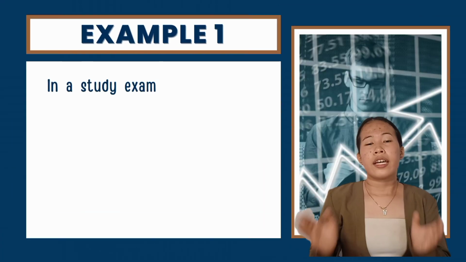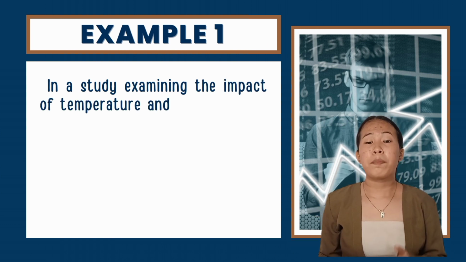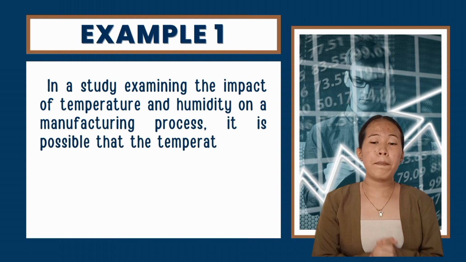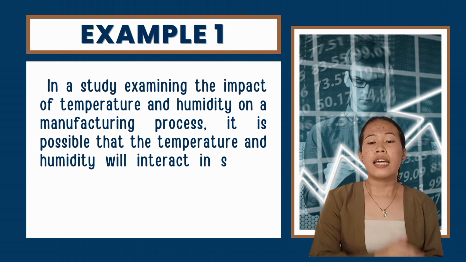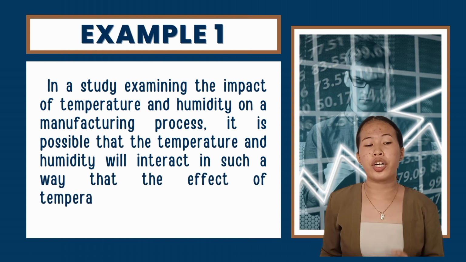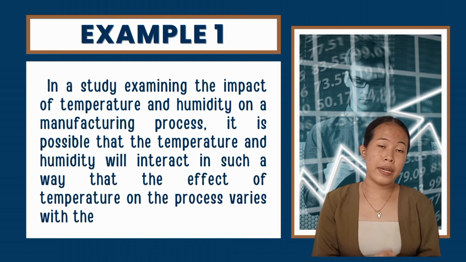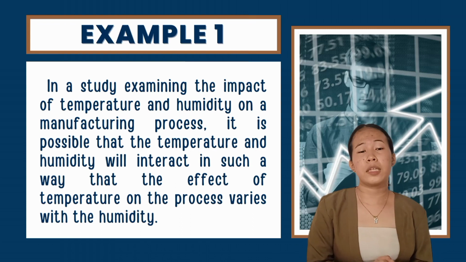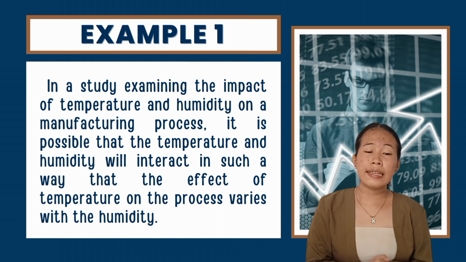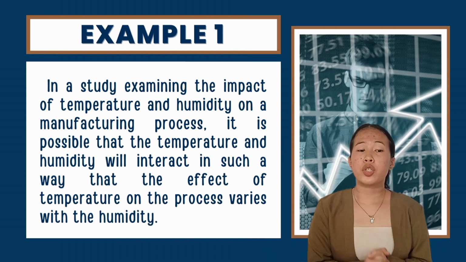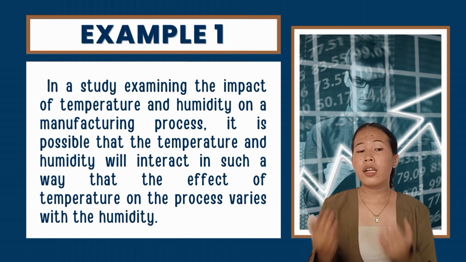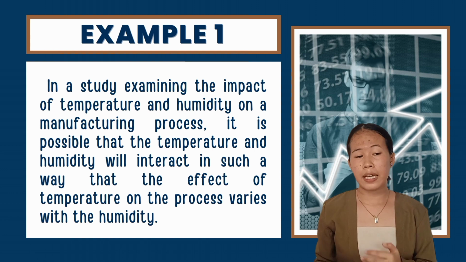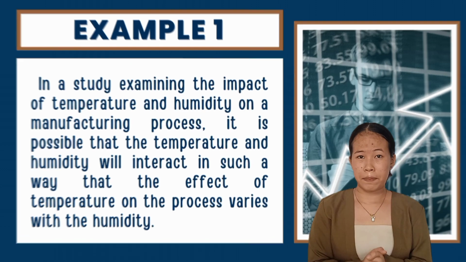For example, in a study examining the impact of temperature and humidity on a manufacturing process, it is possible that temperature and humidity will interact in such a way that the effect of temperature on the process varies with the humidity. Low temperatures might not be a significant manufacturing factor when humidity is low, but might be a factor when humidity is high. Similarly, high temperatures might not be a factor with low humidity, but might be with high humidity.